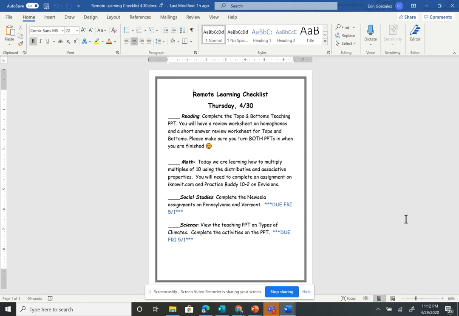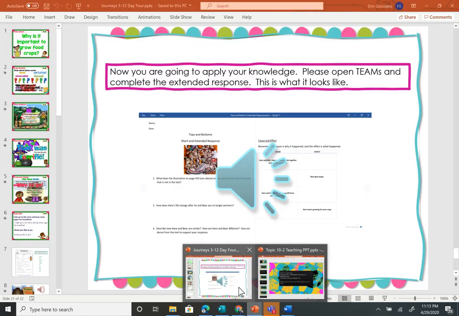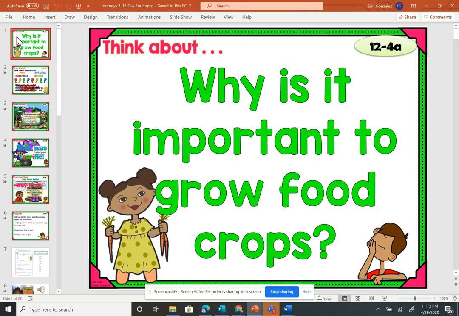Let's review the agenda for today. For reading, you are going to complete the tops and bottoms PowerPoint. You are going to review homophones and then complete an extended response for tops and bottoms. Let's check it out.